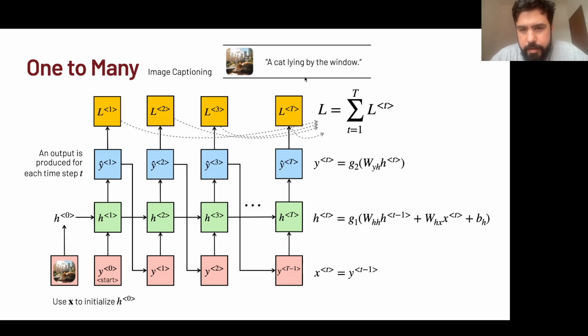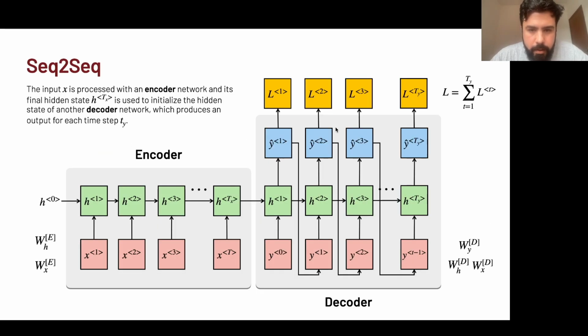And the loss in this case is also computed by summing the losses of each time step. Let's move on to see seq-to-seq models, okay? In here, the principle is the same. We have to initialize our hidden state.